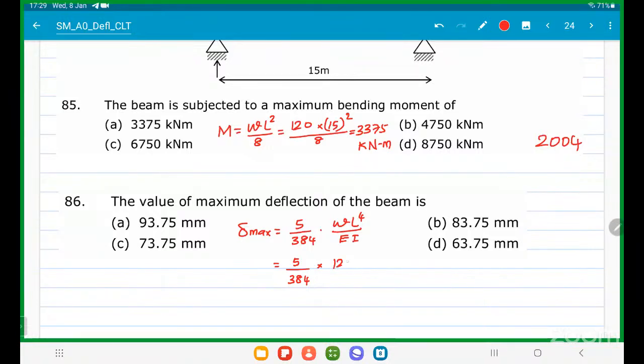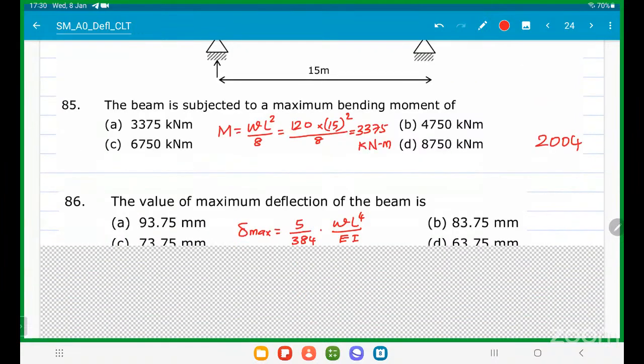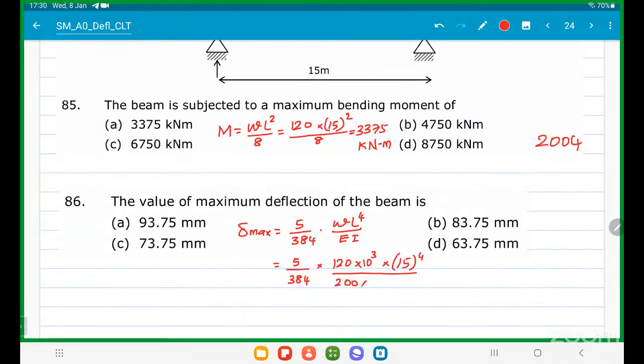So 120 into 10 power 3 Newton per meter. For mm, or keep it in Newton per meter. Then at last we can convert. Otherwise, we have to substitute here Newton per mm. We should be careful, right? Okay. So I will keep it in meter into 15 power 4 by E, 200 gigapascal, 200 into 10 power 9.